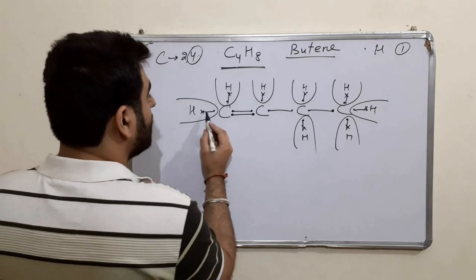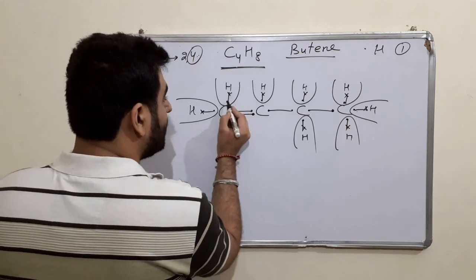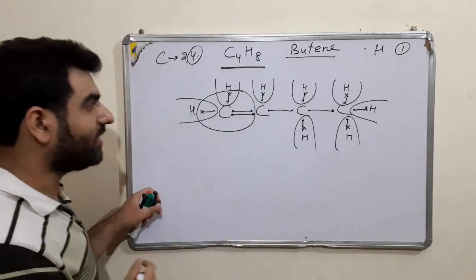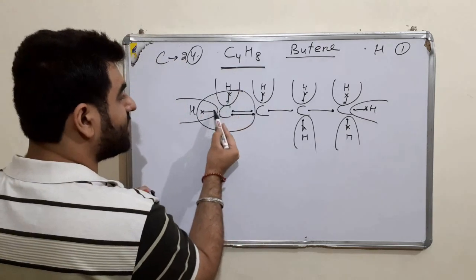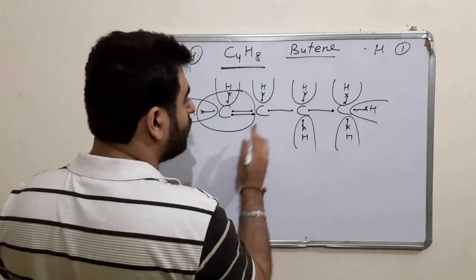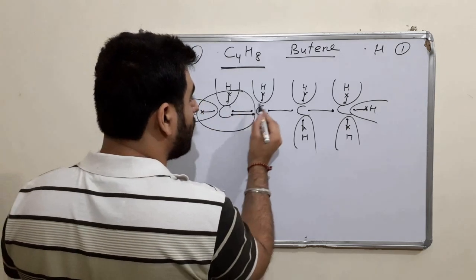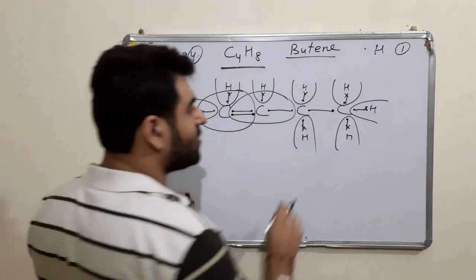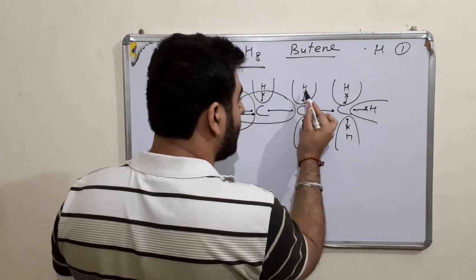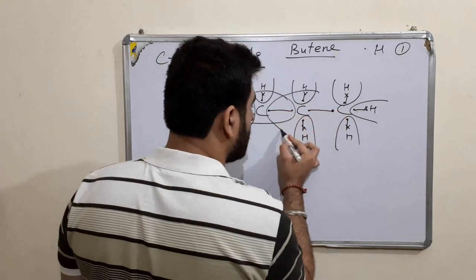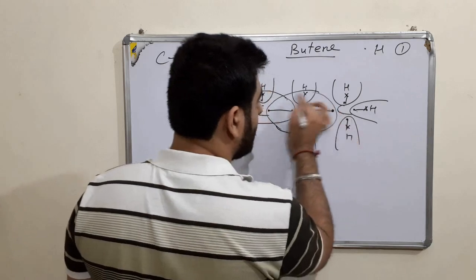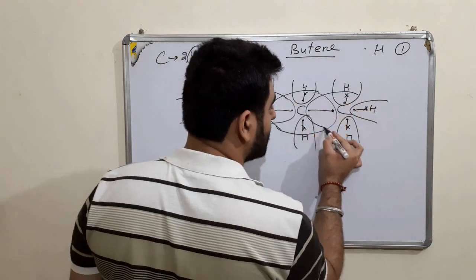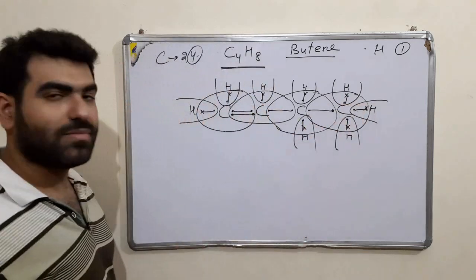Let us talk about carbon. So see, 1, 2, 3, 4, 5, 6, 7, 8. This has completed its octet. Good. Let us talk about this carbon. 1, 2, 3, 4, 5, 6, 7, 8. This has completed its octet. Let us talk about this carbon. 1, 2, 3, 4, 5, 6, 7, 8. Good. This has also completed its octet. This carbon, 1, 2, 3, 4, 5, 6, 7, 8. Again, nice. This has completed its octet.